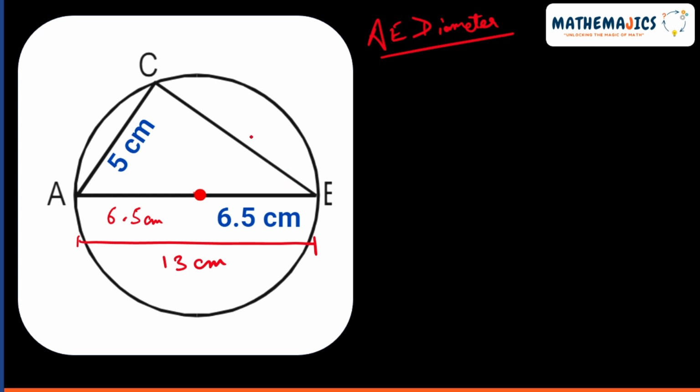And whenever the triangle is in a semicircle, the triangle is a right triangle. So that means this angle will be 90 degrees. The triangle is a right triangle. Okay, so let's write it down. Triangle ACE will be a right triangle.